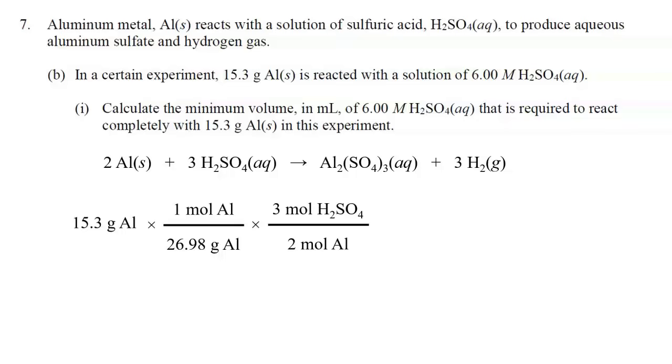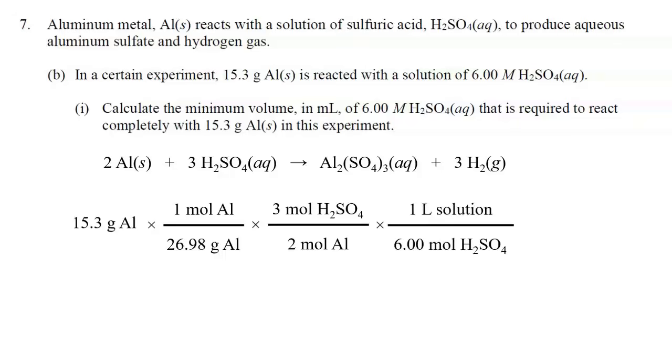But in this case, they want the answer to be the volume of the solution. As I mentioned earlier in the video, if we take that capital M, which represents the molarity, and we unpack it and turn it into a conversion factor, that would be 6.00 moles of sulfuric acid for every 1 liter of solution. 6.00 moles of sulfuric acid would go on the bottom, and then 1 liter of solution would go on top.